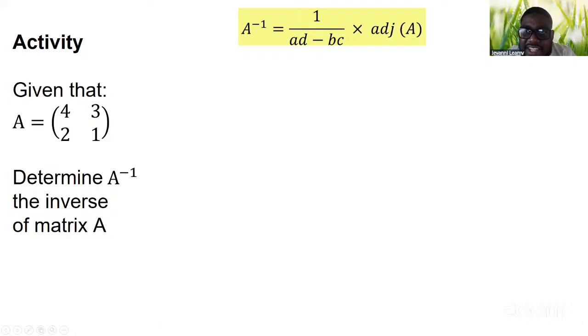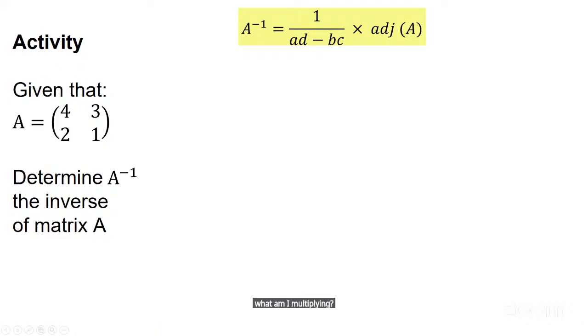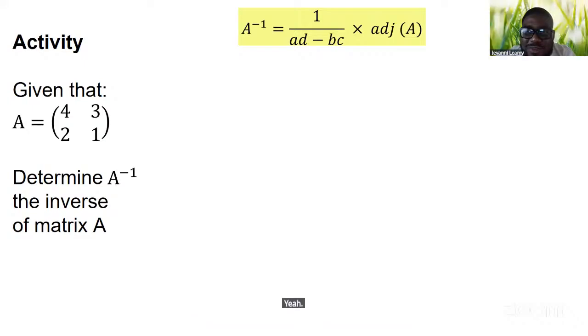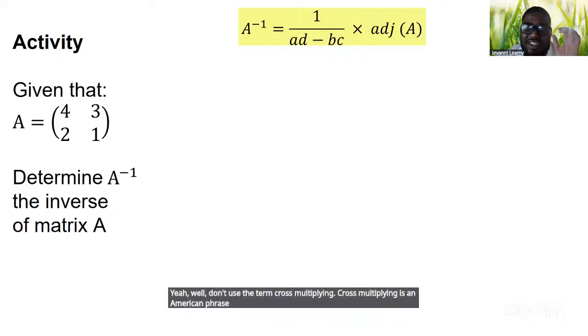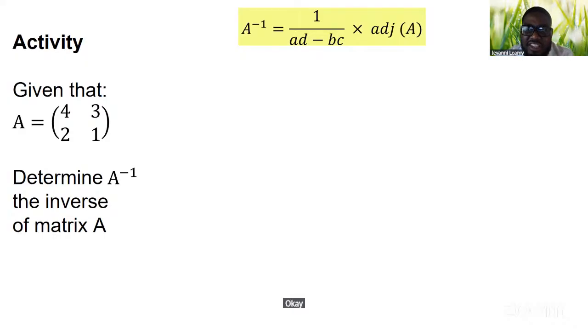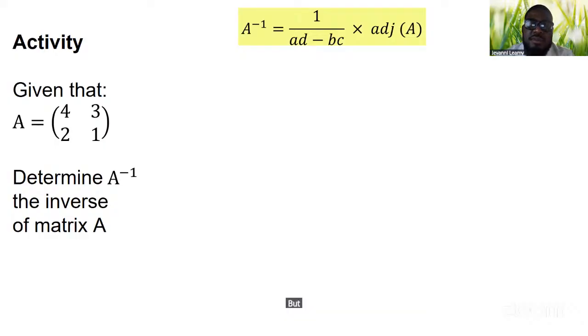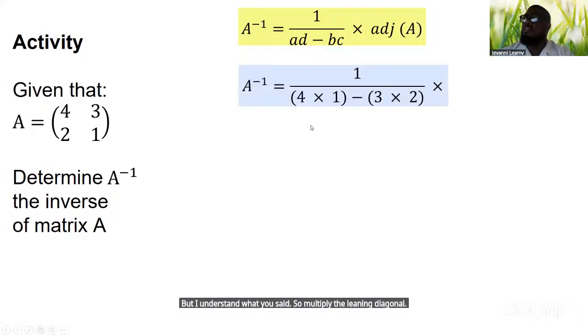Sir, would you cross multiply, meaning would you multiply the 4 times 1 and then the 2 times 3? Yeah, but don't use the term cross multiplying. Cross multiplying is an American phrase. We actually say multiplicative inverse. But I get what you're saying, but that's not the cross multiplication that you're referring to. So multiply the leading diagonal, which is the 4 by the 1, minus the non-leading diagonal, which is the 3 by the 2.